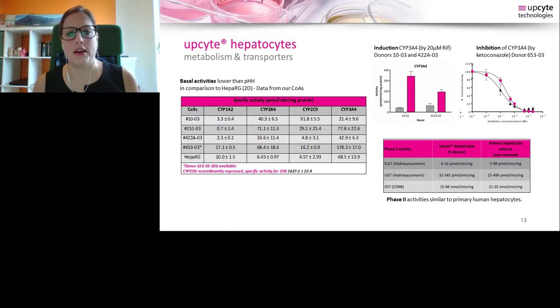For the enzymes themselves, we can induce the activities with prototypical inducers, for example, rifampicin, but we can also inhibit with prototypical inhibitors. The phase 2 activities, which you can see on the bottom right, are similar to primary hepatocytes, so they're really well retained after the upcyting process.